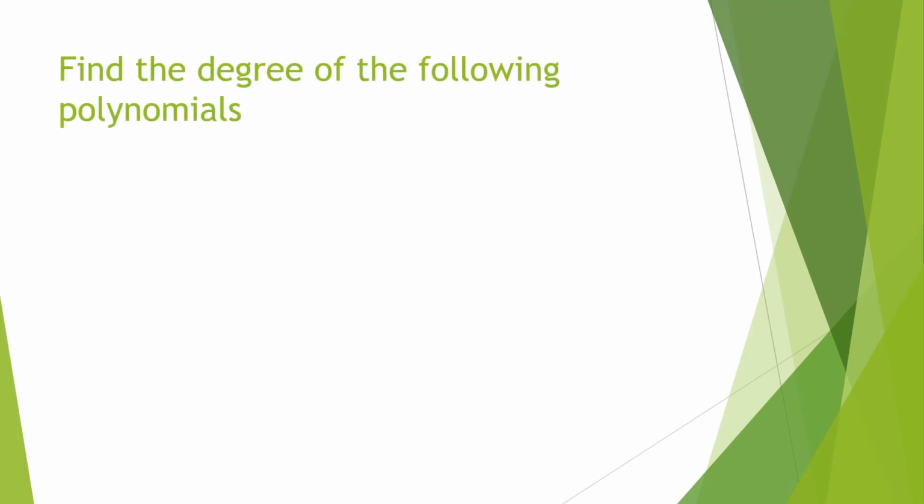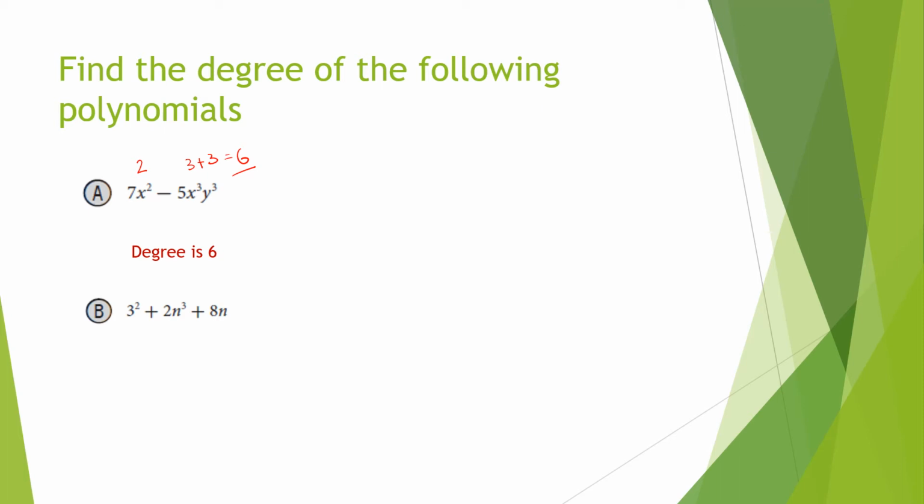Find the degree for the following polynomials. Let's work it out. So I have here 7x power 2 minus 5x power 3 y power 3. Okay, so I'm gonna see here. Here I have 2, and here 3 plus 3, which is 6. Who's bigger? Yes, the 6. So the degree is gonna be 6.